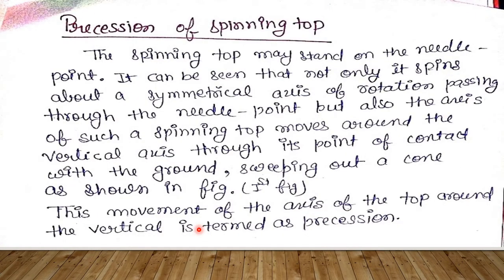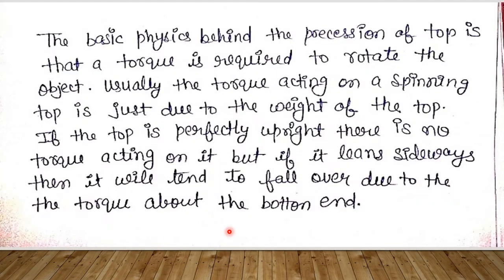Now we will study the motion of a spinning top. The spinning top may stand on the needle point. It can be seen that not only does it spin about a symmetrical axis of rotation passing through the needle point, but also the axis of such a spinning top moves around the vertical axis through its point of contact with the ground, sweeping out a cone as shown in the figure. We will show the figure in the next slide. This movement of the axis of the top around the vertical is termed precession.